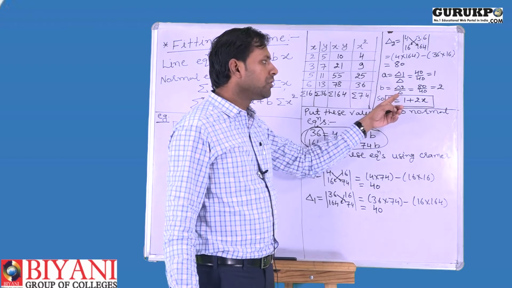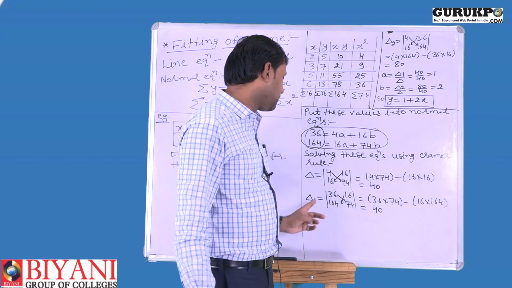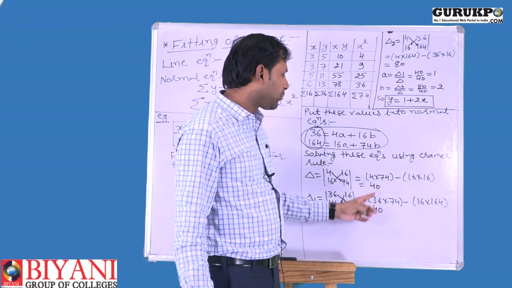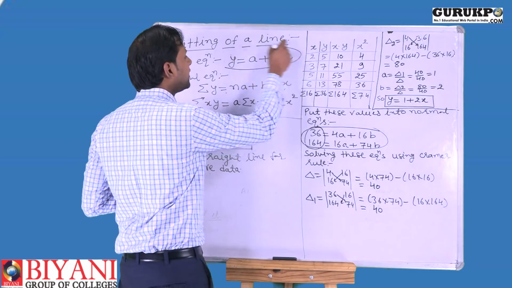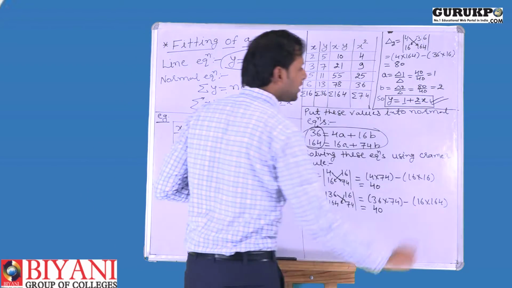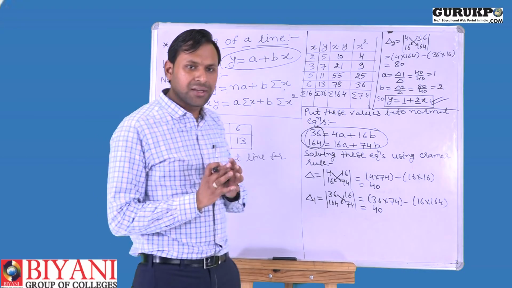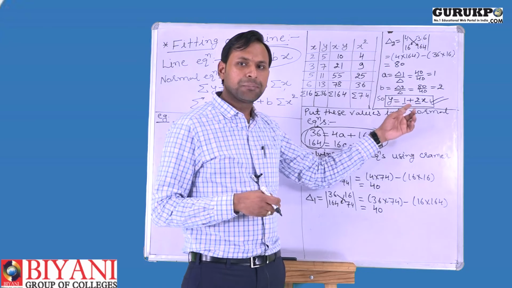Now a is del 1 upon del, and b is del 2 upon del. Del 1 is 40, del is 40, so 40 upon 40 is 1. B is del 2 upon del, 80 upon 40 is 2. So y is equal to a plus bx, where a is 1 and b is 2. This is our straight line equation. So fitting means simply identifying a and b. Here a is 1 and b is 2.